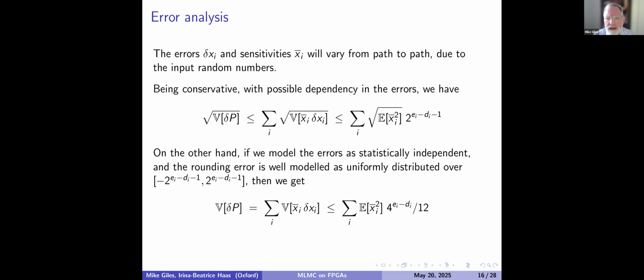On the other hand, if we model the errors as being statistically independent, and if the rounding error is modeled as being uniformly distributed over that interval, then we have the variance of the sum is equal to the sum of the variances. And so then we have the variance of delta p is bounded by this sum over I of the expected square of the sensitivities. And then we have this expression for the variance of delta x. Okay, so we have these two models for how we can look at the error analysis.